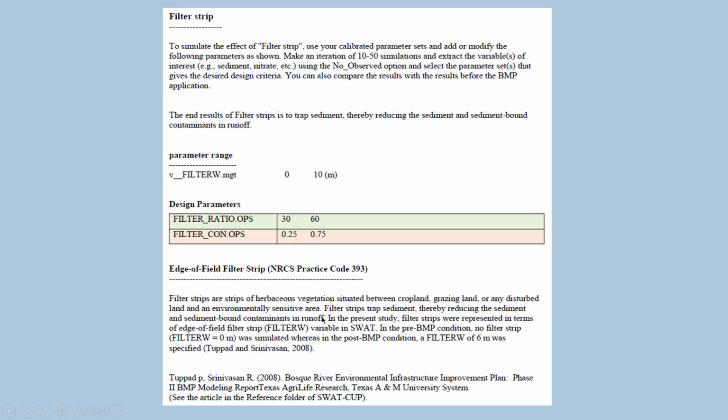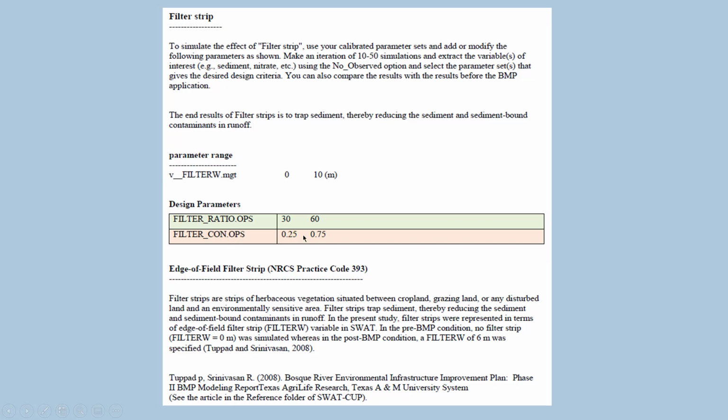So all of these have one page that explains to you very simply what filter strip does, what the end result is, and what the design parameters are. So for filter strip, you need to adjust this filter width in the management file. You need to give that a value. And then you have two parameters that appear in the operation files of SWAT, and these are the ranges. So with these parameters, you can simulate filter strip.